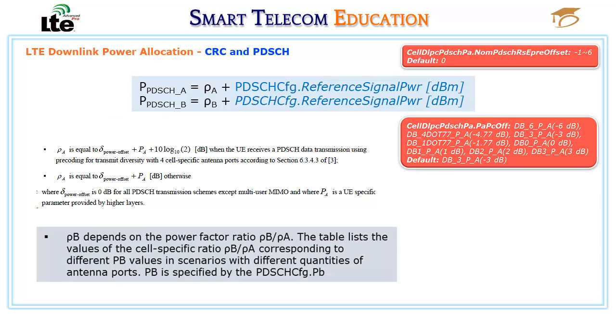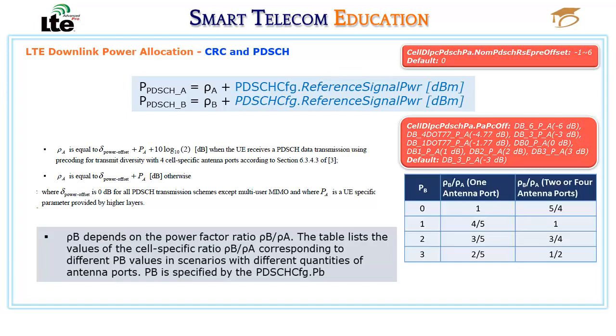Rho B depends on the power factor ratio of rho B to rho A. The table lists the values of the cell-specific ratio rho B to rho A, corresponding to different PB values in scenarios with different quantities of antenna ports. PB is specified by the PB parameter under PDSCH configuration settings.